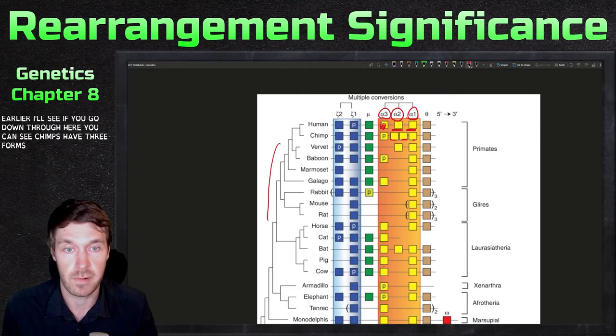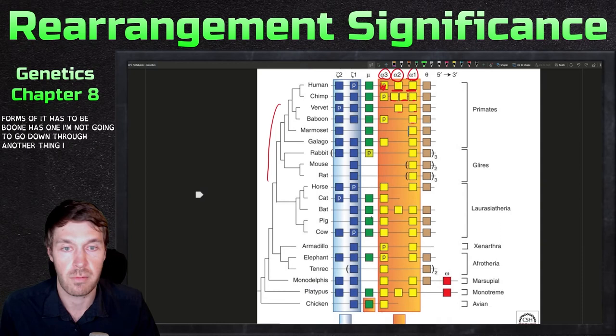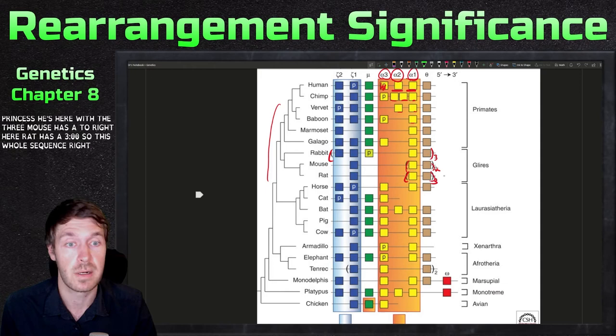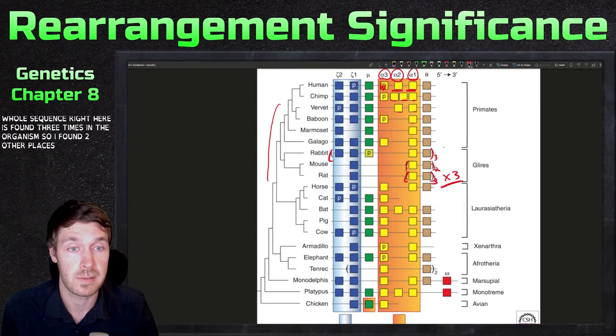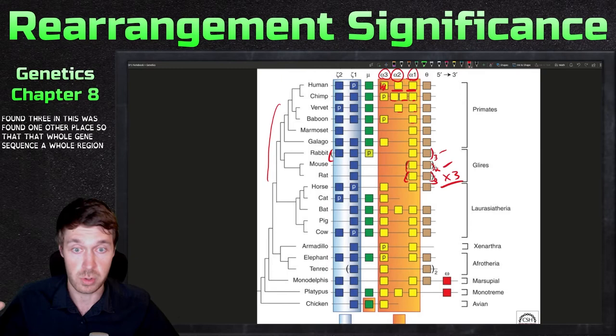Another thing I want to mention here, rabbit, you can see parentheses here with a 3, mouse has a 2 right here, rat has a 3. So this whole sequence right here is found 3 times in this organism. So found 2 other places, and this one's found 3, and this one's found 1 other place. So that whole gene sequence, that whole region is duplicated. So that's more of a large scale duplication for those.